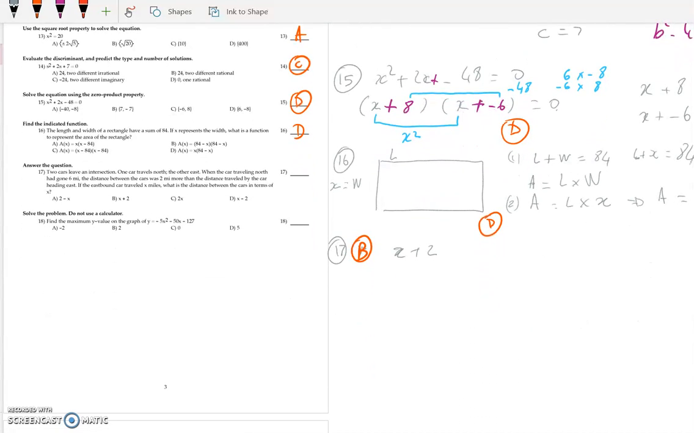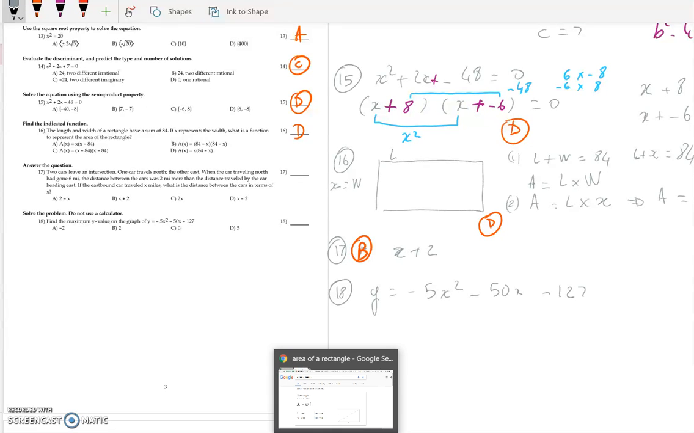Problem number 18. Find the maximum y on the graph y equals minus 5x squared, minus 50x, minus 127. What does represent the maximum? Okay, let's take a look and let's try to represent this function.